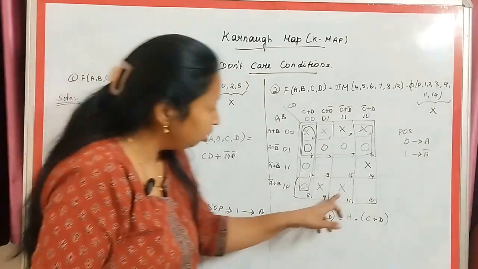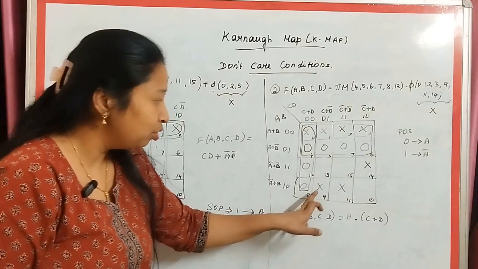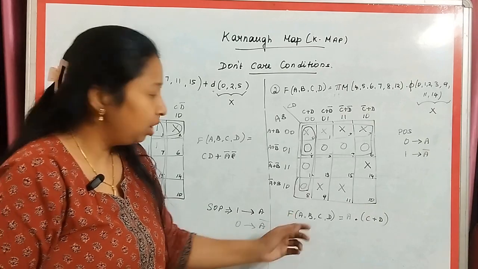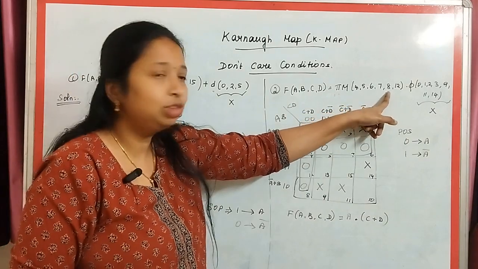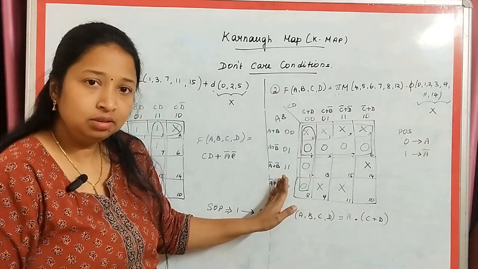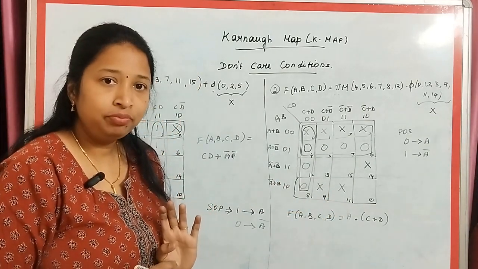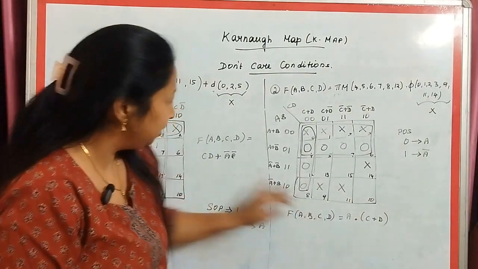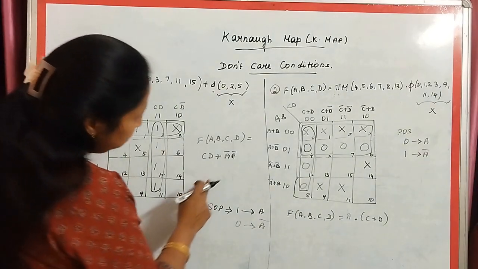Understood? Why am I not grouping these X, X and X? I told you in the beginning itself, don't care conditions don't stand alone. As such, they don't have any meaning. But they help the actual min terms or the max terms for grouping. I have grouped all my max terms here. So I don't want to look into these don't care conditions now. This is how you'll be using don't care conditions in K-map for getting a simplified Boolean expression. I hope you're clear with the concept.